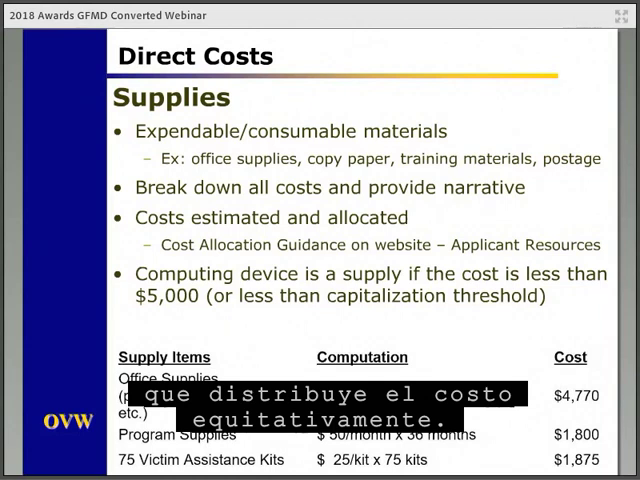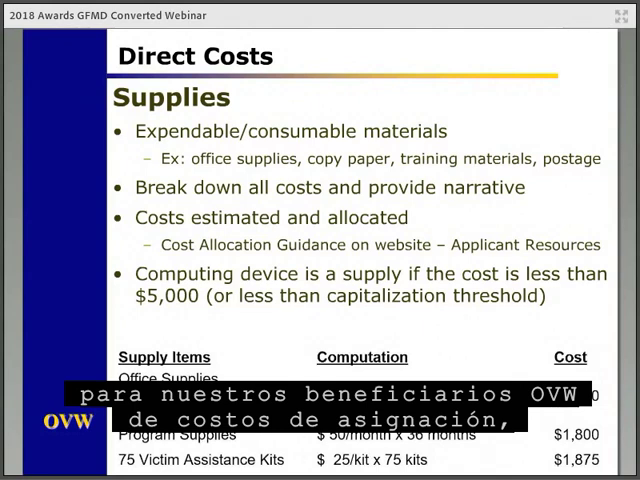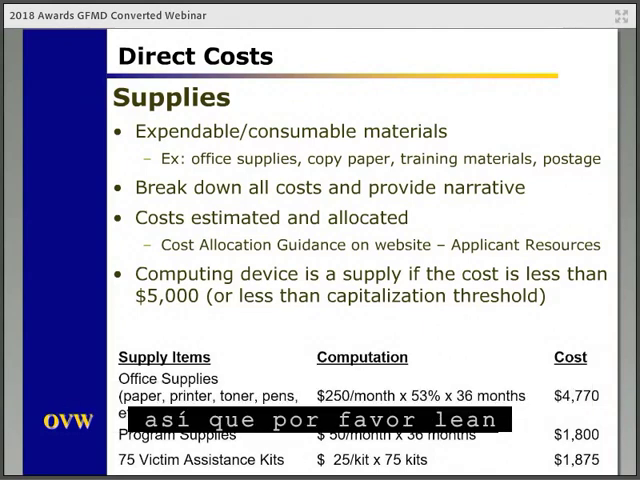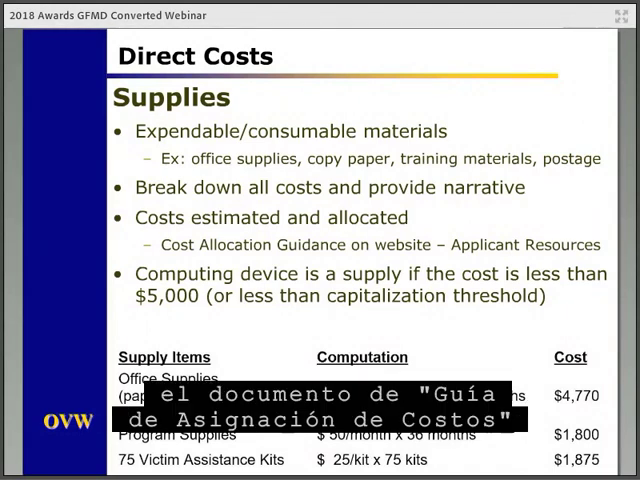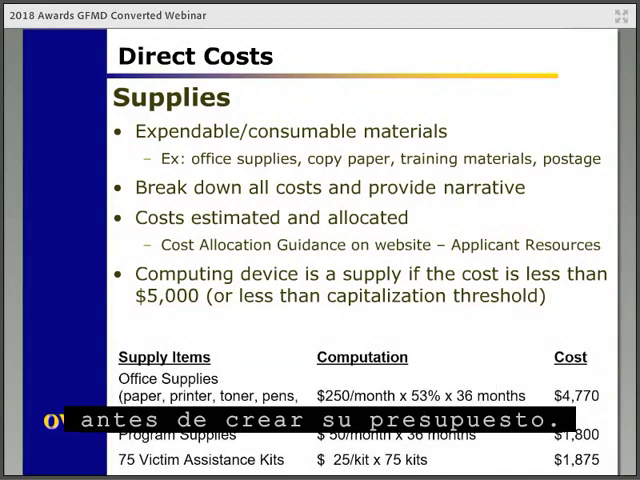And then for any shared costs, like general office supplies, include the allocation method that equitably distributes the cost. We have provided detailed guidance for our OVW recipients on allocating costs. So please take a look at the cost allocation guidance document and the sample budget, both found on our website, before putting your budget together.